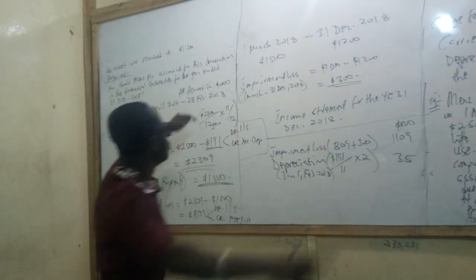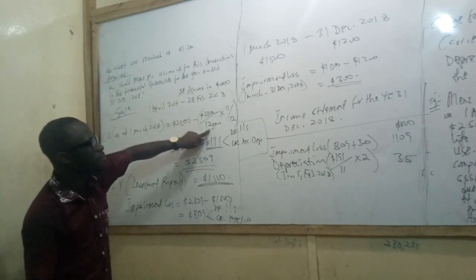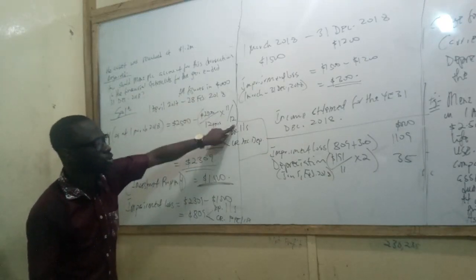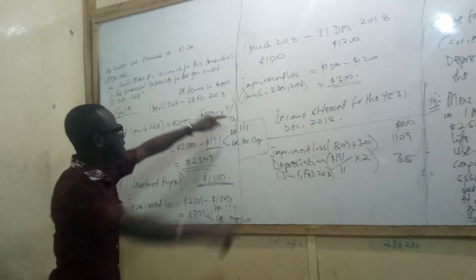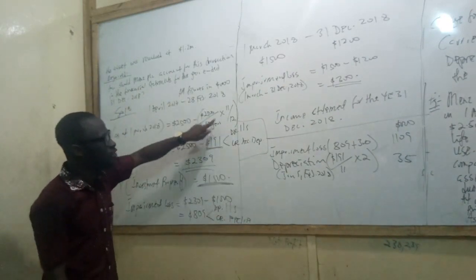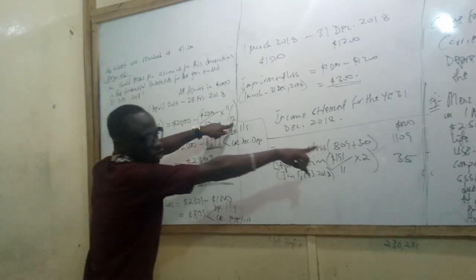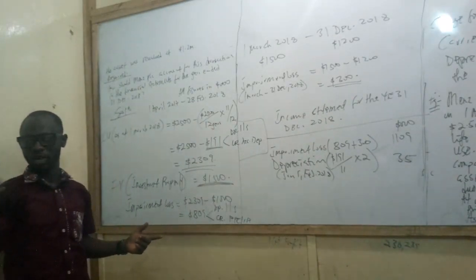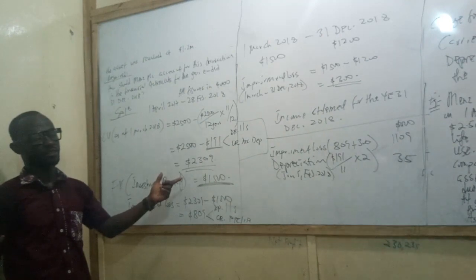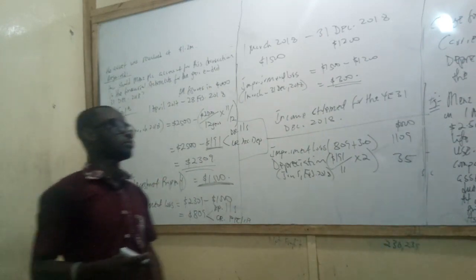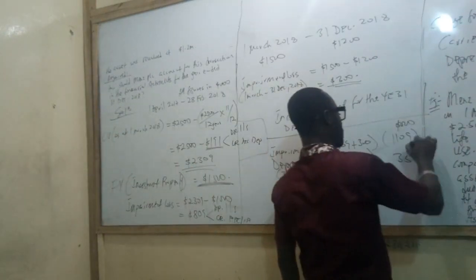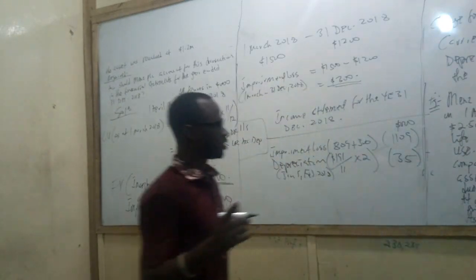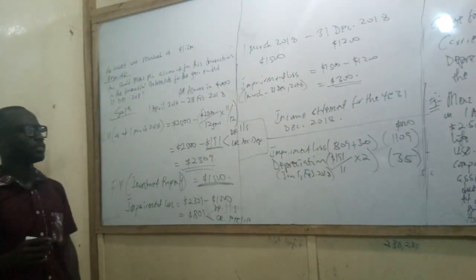You can as well do 2,500 divided by 12 times 2 over 12. It should give you the same answer. 2,500 over 12 times 2 over 12. It should give you the same answer because it's the same thing. You are taking only 2 months of the entire figure. Do you get the same answer? So that's it. So that is the income statement.